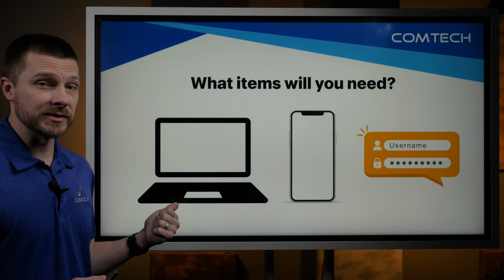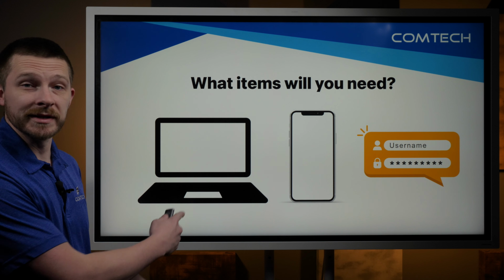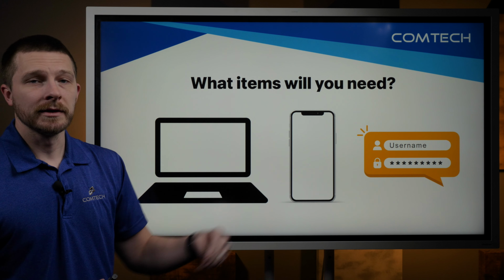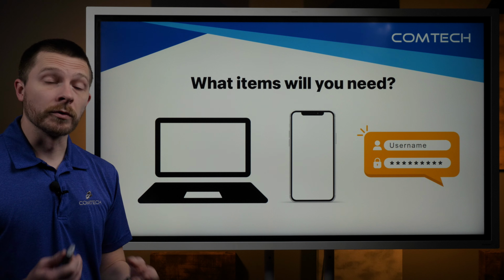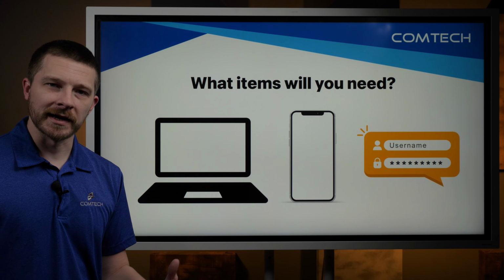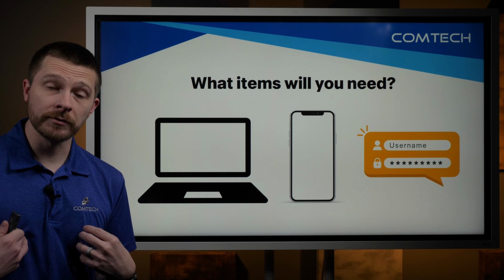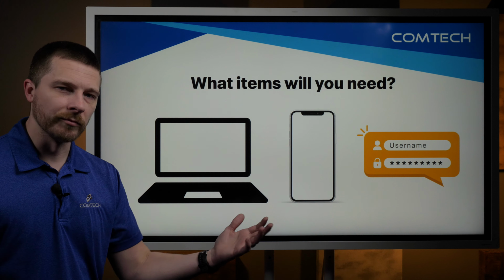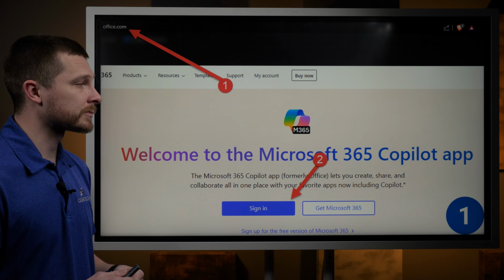So these are the items that you'll need, either a laptop or a desktop, just some computer, your cell phone, and then also your username and password for your email. If you don't have that, email your support team, whatever that is. If we do your IT work here at ComTech, email us, support@ComTech.NC. We'll be more than happy to get you that username and password.